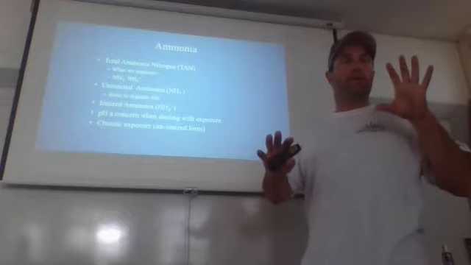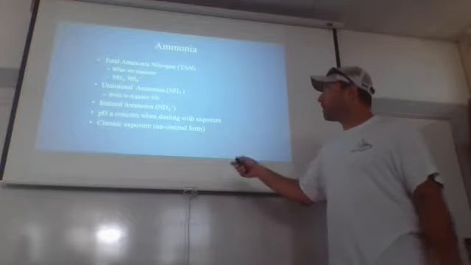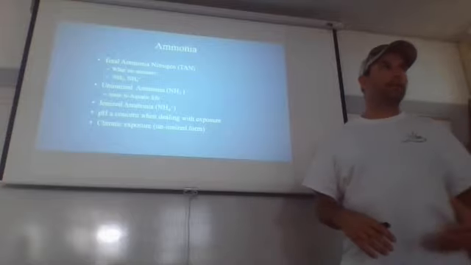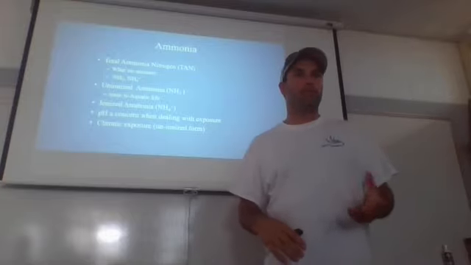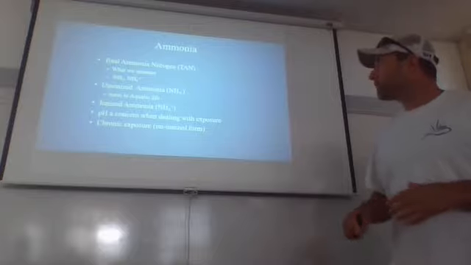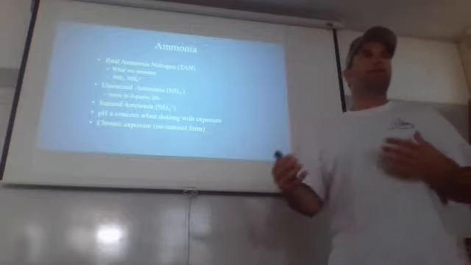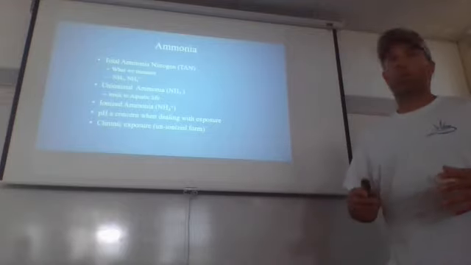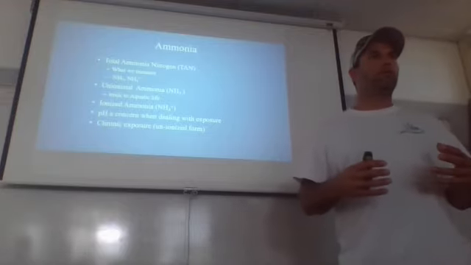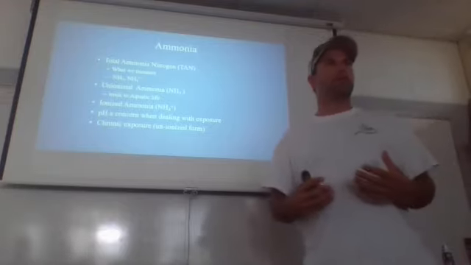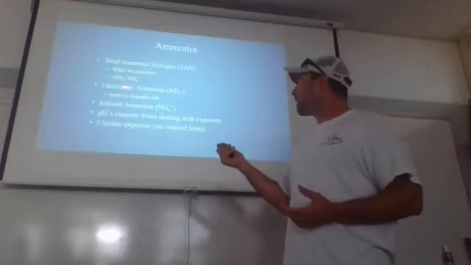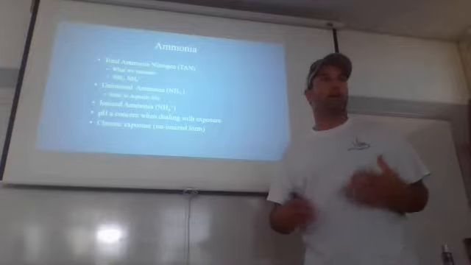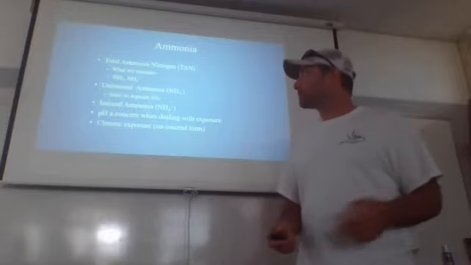So the two forms of ammonia: unionized ammonia, NH3, is toxic to fish or other aquatic life. Ionized ammonia is less toxic, does not have an impact. So we have to figure out which one is present. How much unionized ammonia is really the important thing when you're talking about are my fish going to die type of question.